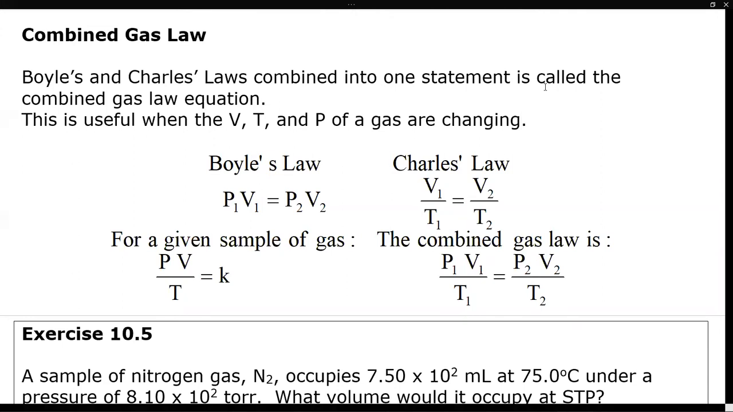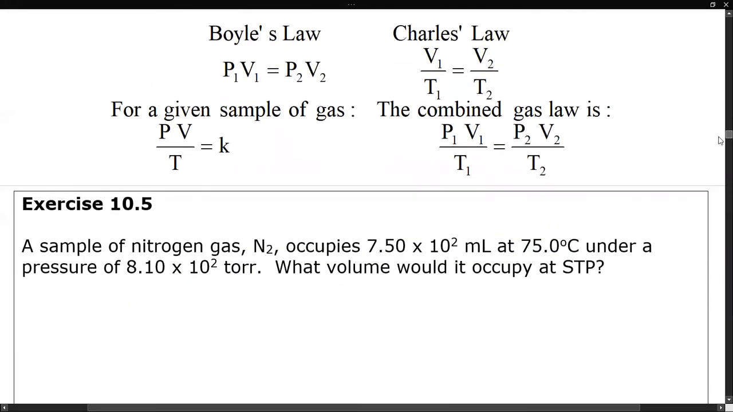So if we compare Boyle's law, P1 V1 equals P2 V2, and Charles's law, V1 over T1 equals V2 over T2, we realize that the pressure, volume, temperature all have a proportional relationship going on, so that we can say for a given gas, under a given set of conditions, pressure times volume divided by temperature equals some constant, which we'll call K. So if we set two different sets of conditions together, we get P1 V1 over T1 equals P2 V2 over T2, which is our combined gas law.